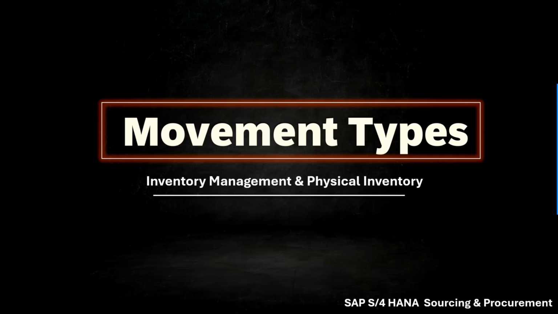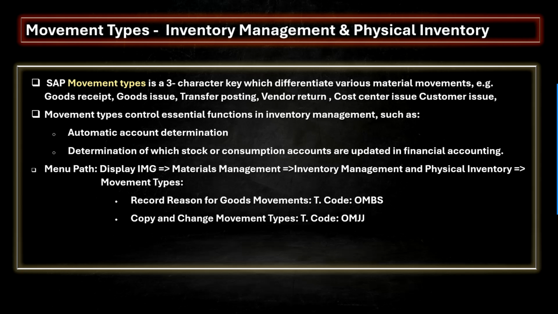In this lecture, I will demonstrate the configuration for movement types. Movement types is a very important topic in the sourcing and procurement module. An SAP movement type is a three-character key which differentiates various material movements such as goods receipt, goods issue, transfer posting, vendor return, cost center issue, customer issue, and more.